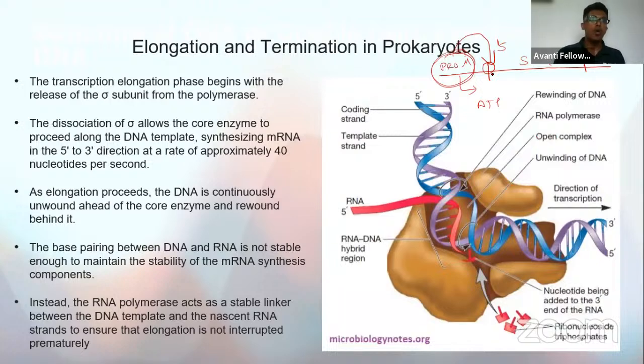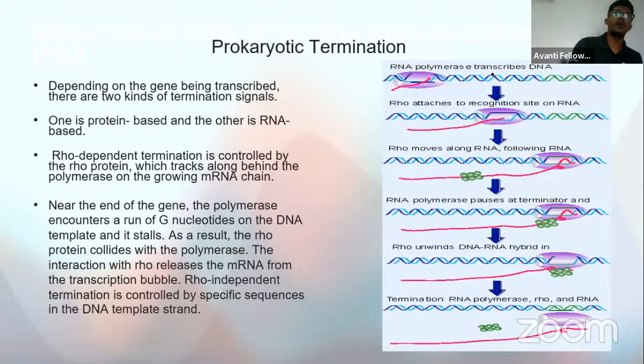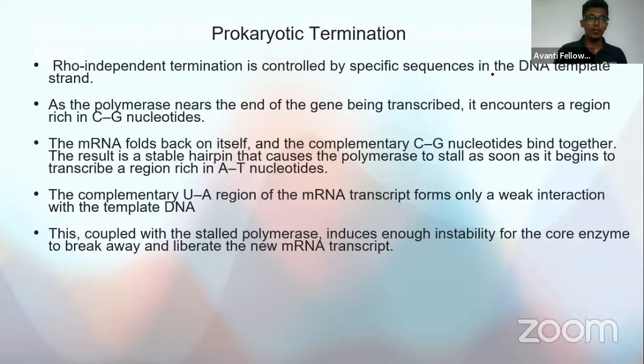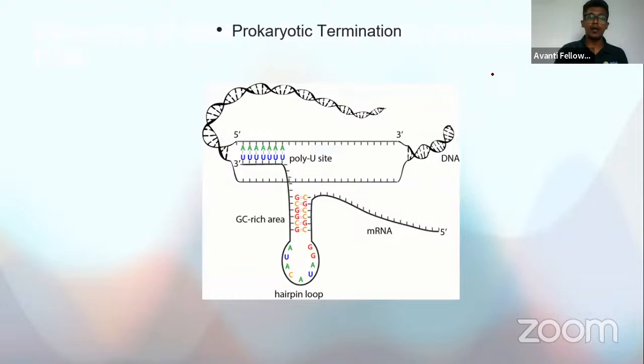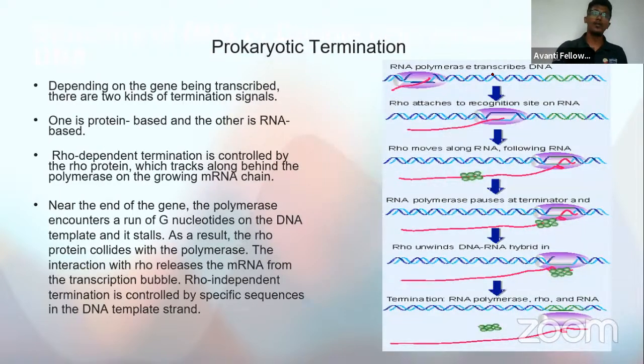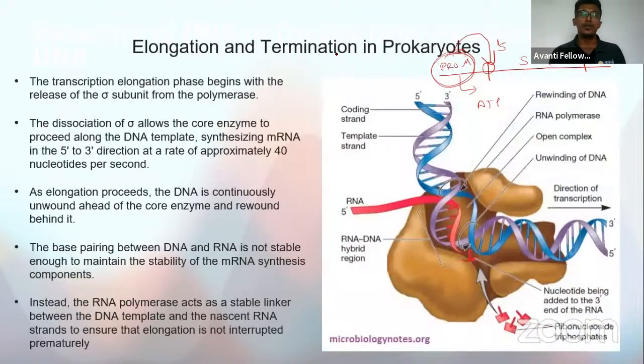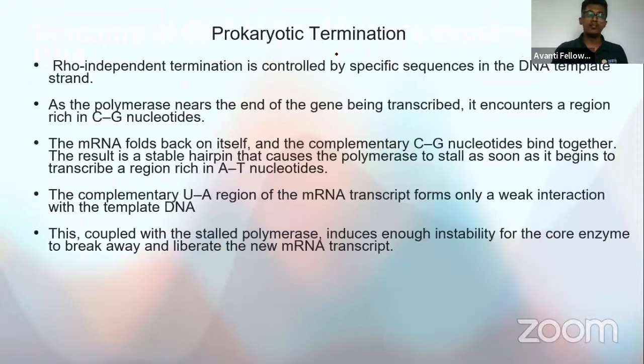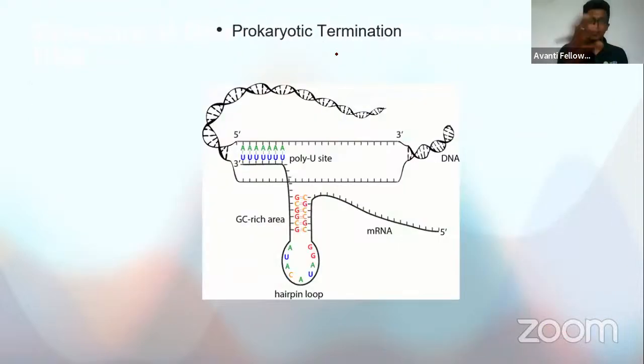Done. Now, what happens with the termination? The termination is very exciting. So you have two types of termination. One is rho dependent termination. The other one is rho independent termination. Since the explanation is so much here, you can take my PPTs and you can study. But for now, I will start with explaining you guys. So what is termination? See, this is your, oh yeah, excuse me guys.